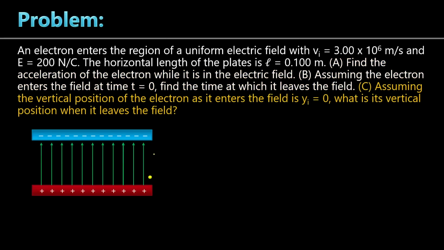Ang itinatanong sa letter C, ano daw yung kanyang vertical position? So, ito ngayon yung y na itinatanong. No? Gaano kalaki ang value ng y? Paano natin malalaman yan? Sa letter C, ang itinatanong ay vertical position. So, dapat ang i-consider natin is yung vertical motion nung electron, 'di ba? And how do we describe the vertical motion of the electron, 'di ba?